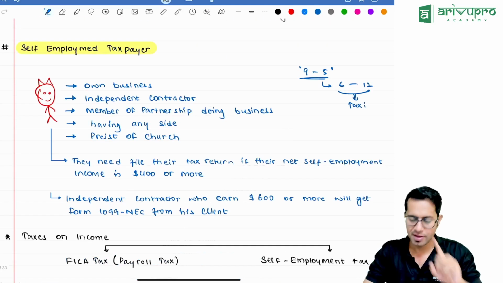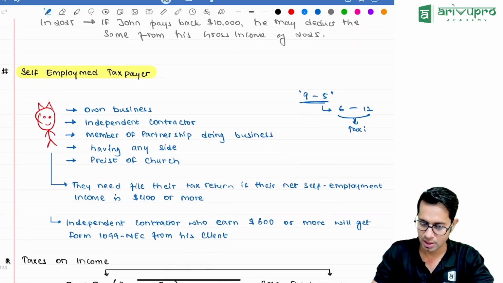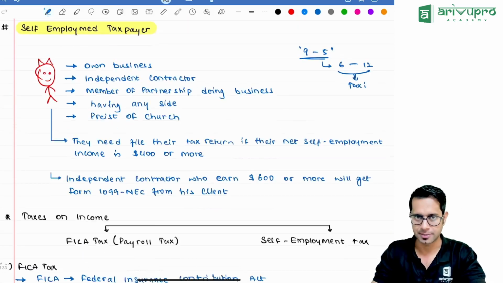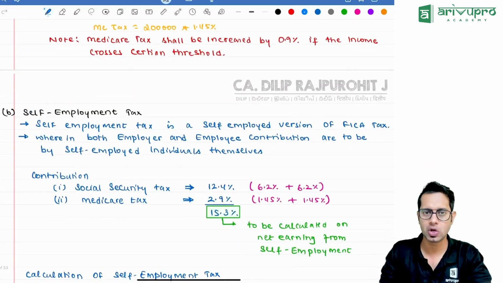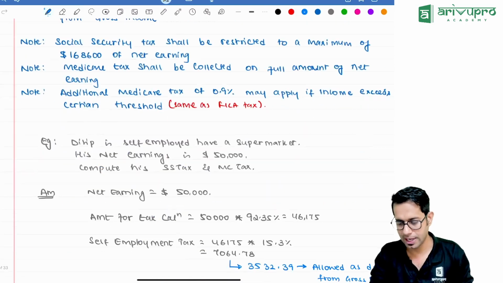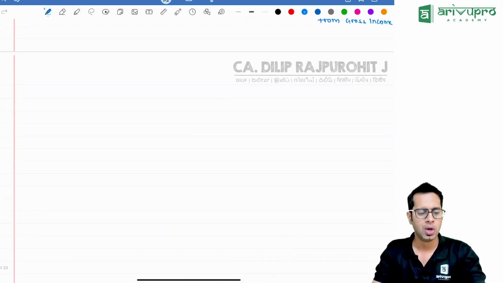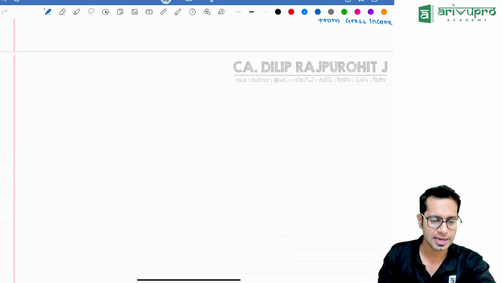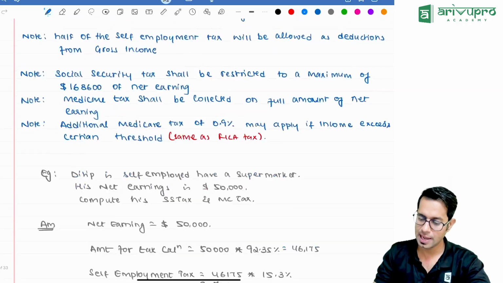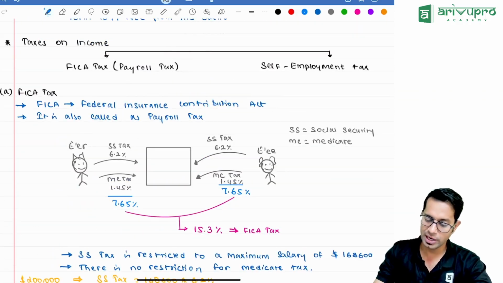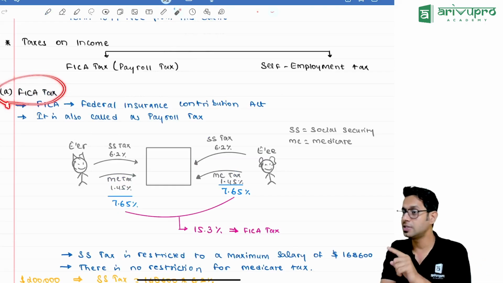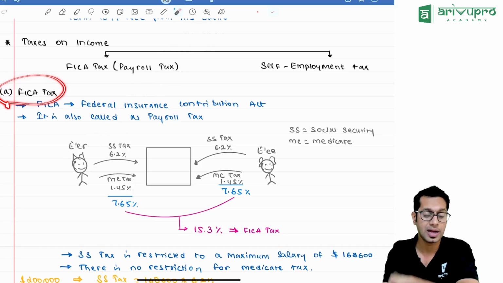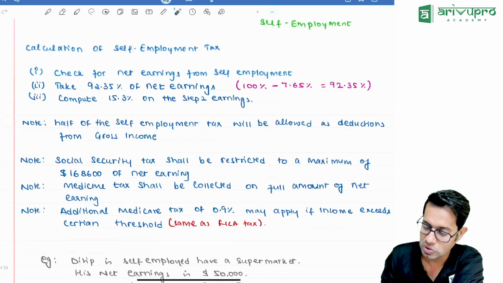Now we have understood what self-employment is and who a self-employed taxpayer is. We also saw how to compute the tax on your self-employed income. Now we will see employee-related aspects, employment income. Why did we discuss FICA tax before employment income, sir? Because for understanding the self-employed tax, it was very important.